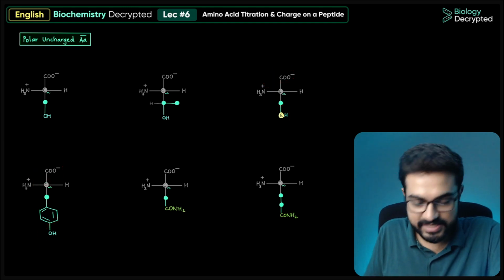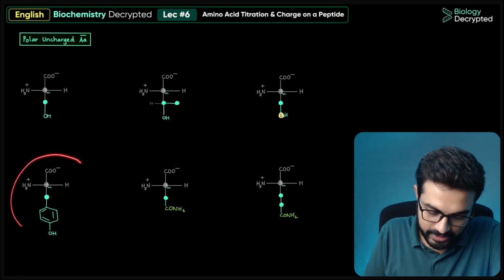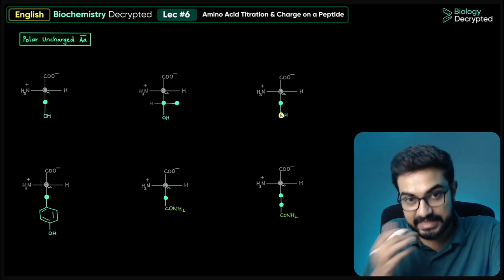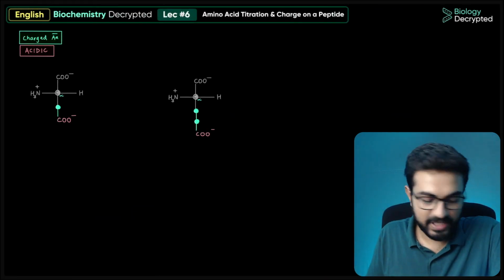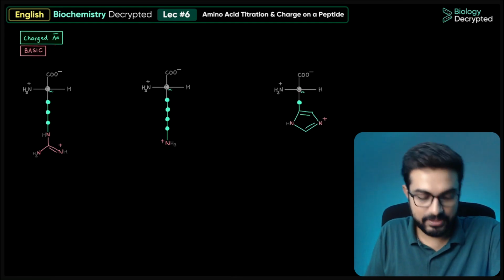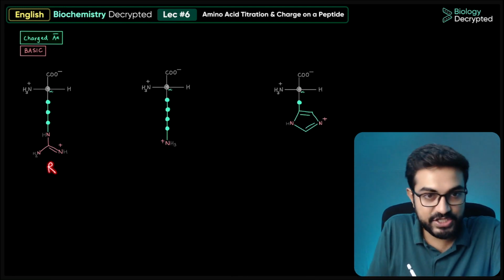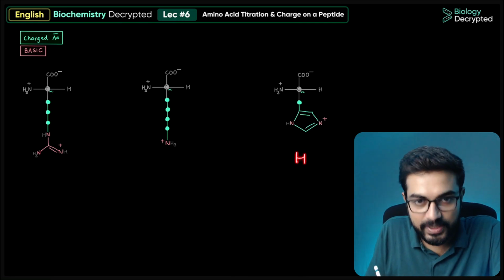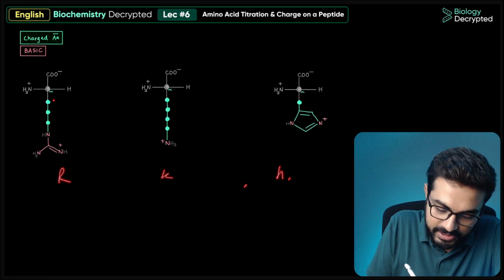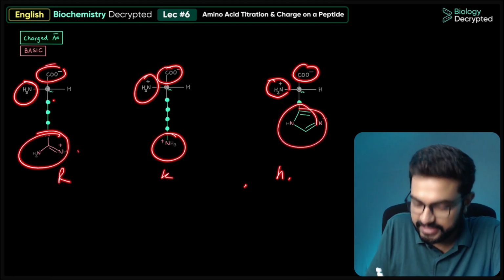For most of the polar uncharged amino acids, there are only two ionizable groups, but only for tyrosine and cysteine, we can say that there are three ionizable groups. For acidic, we have already seen. Now coming to the last part, that is basic charged amino acids. In this, you will be seeing there are three important amino acids. First one is arginine, the second one is lysine, and the third one is histidine. So R, K, and H. And here, as you can see, there are three ionizable groups as well.